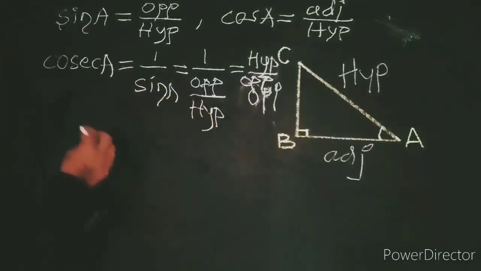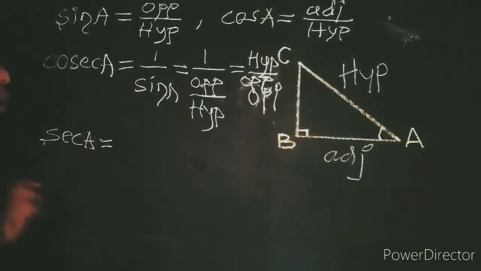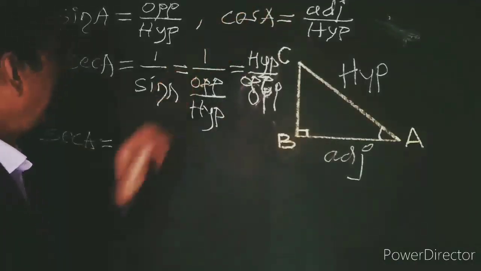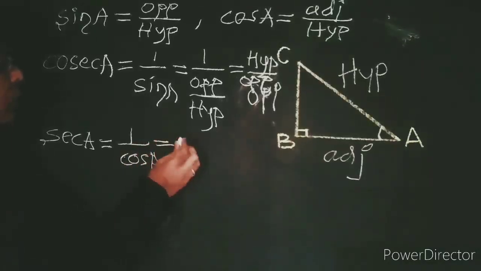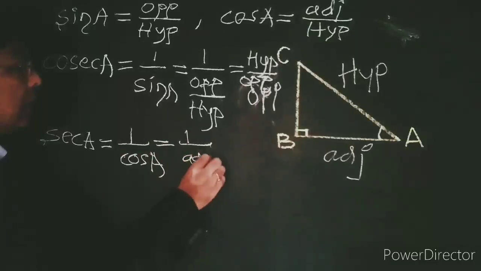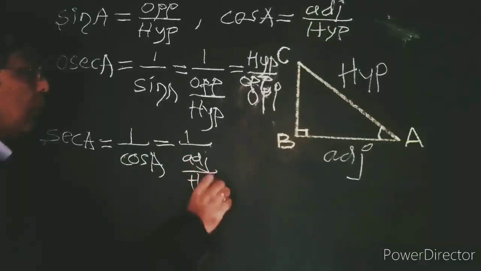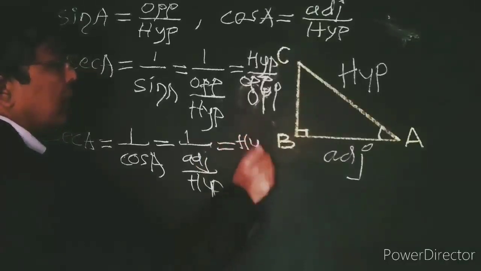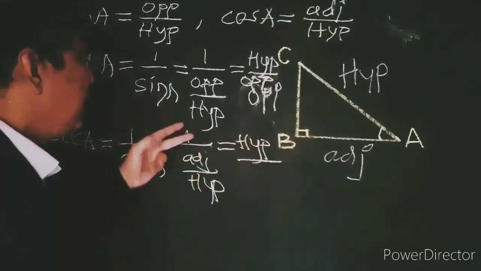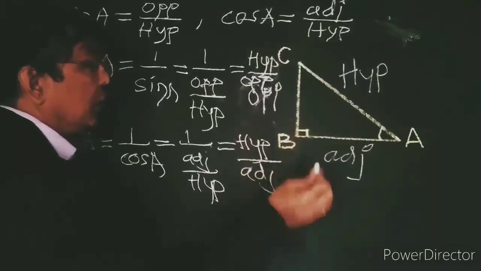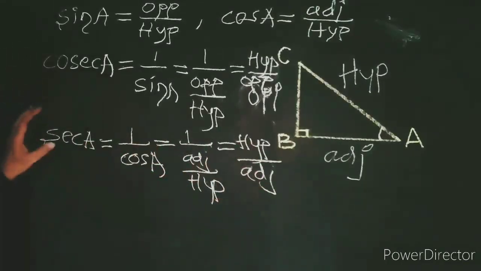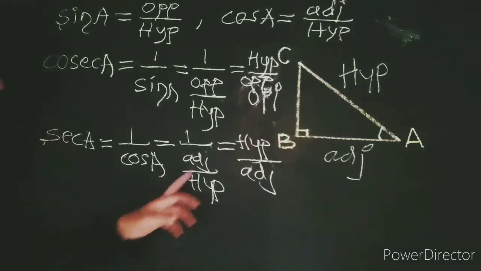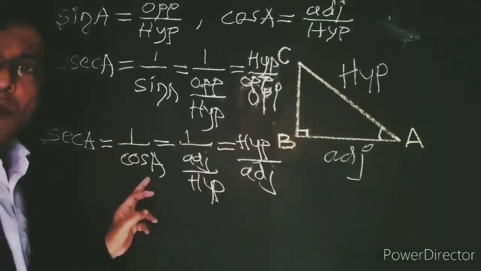Now let us see the last ratio, that is sec A. We have to invert cos A, that is 1 upon cos A. That is equal to 1 upon adjacent side upon hypotenuse. Hypotenuse will go to the numerator and adjacent side will remain at the denominator. Therefore, this ratio, hypotenuse upon adjacent side, is nothing but sec A, and we have got sec A by inverting the cos A.